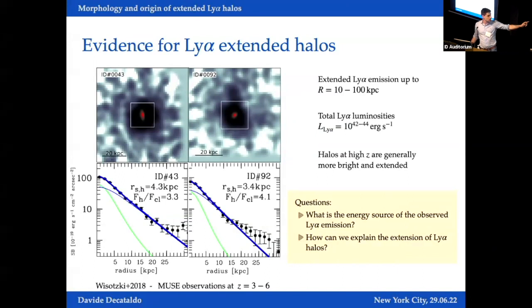And as you can see from the lower plot, the typical extension is up to 50 kiloparsec in this case, but there are observations also of halos with a diameter of 200 kiloparsecs. So our goal here is to understand first what is the energy source that is responsible for the emission of Lyman alpha, and then how can we explain why these halos are so extended. Because in observation, we can see that the extension is actually larger than the extension of the UV emission. So we can imagine that this is due to the scattering nature of this line.